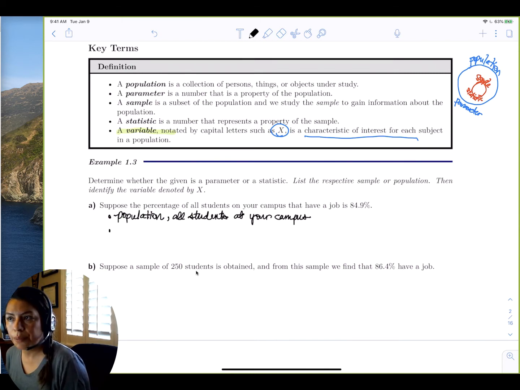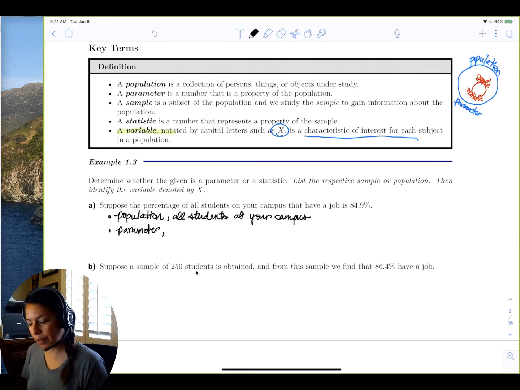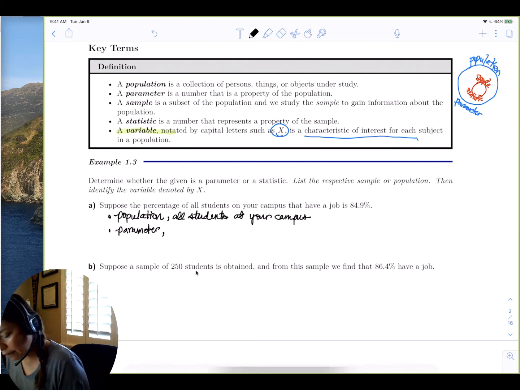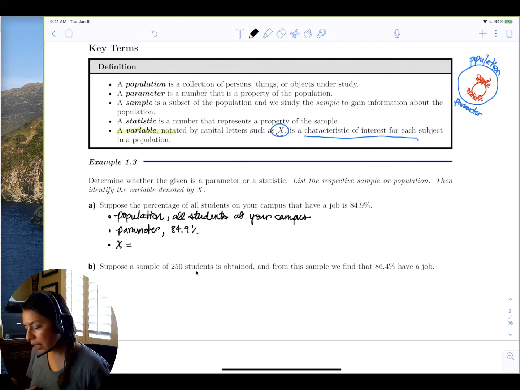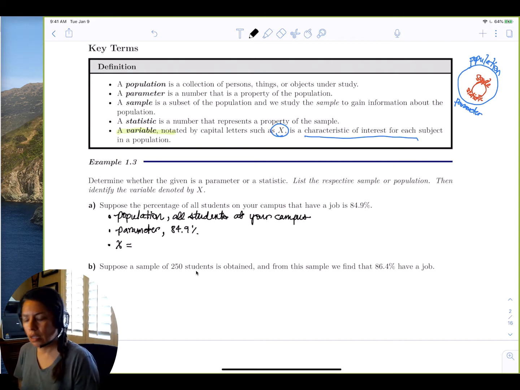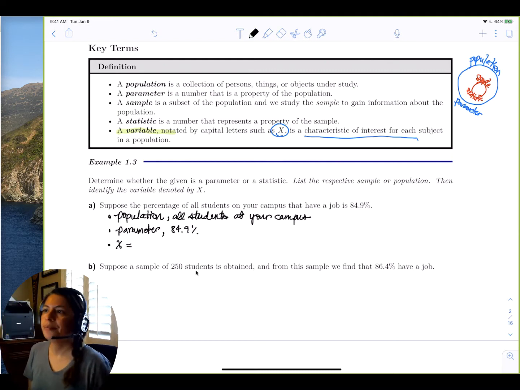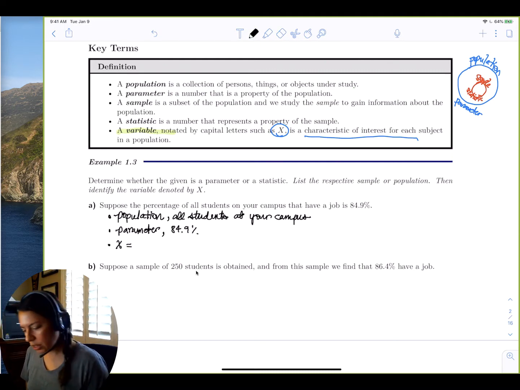And the population means that we have a parameter, and the parameter again is a number about the population. So what was the number they gave? It was 84.9%. Okay, and then let's go ahead and list the variable we denote as x. So what was the characteristic of interest, the attribute that we were looking for? What were we trying to observe, right? Who were we looking at? The students, right?